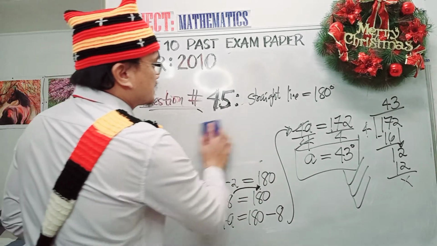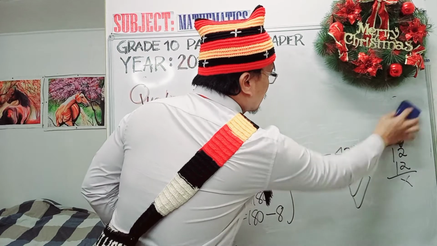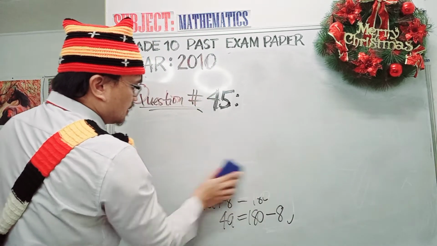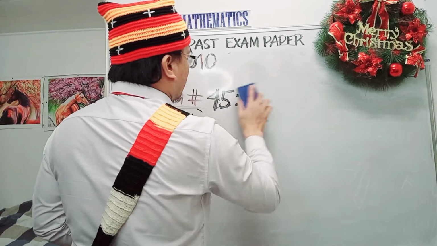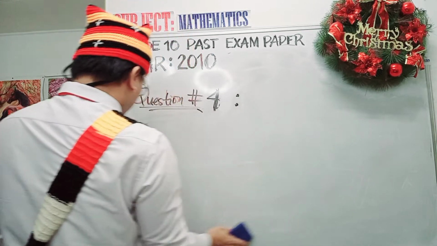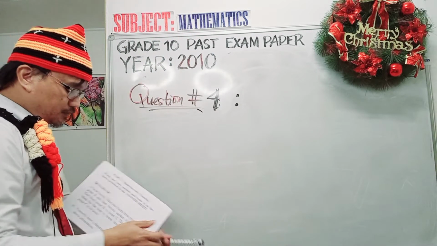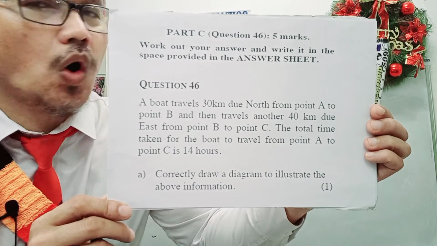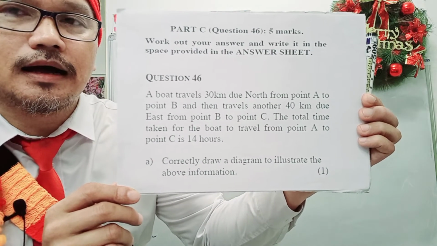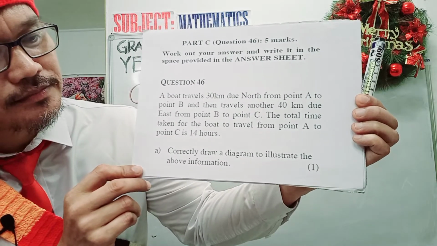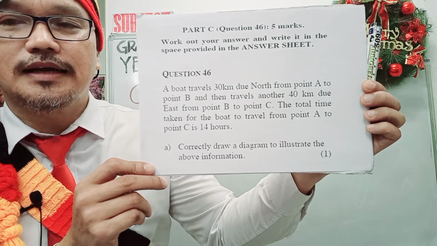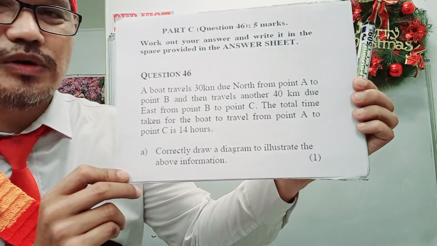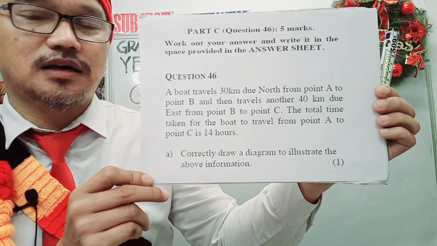So let's now proceed to question number 46. What is question number 46 and what topic? That particular topic has one problem, but there are 5 questions. This is more on finding the speed, the time, and the consumption of the fuel. Usually it's also in science, which is in physics.